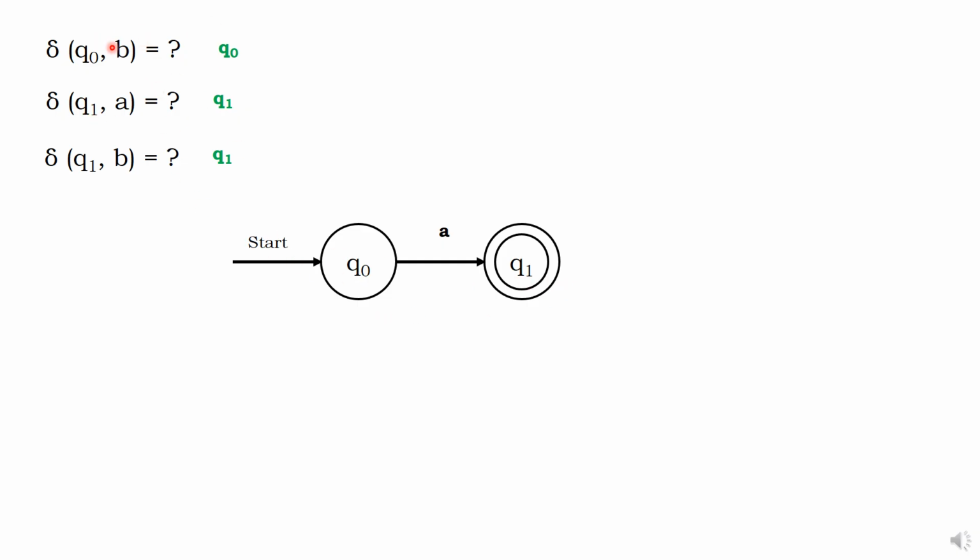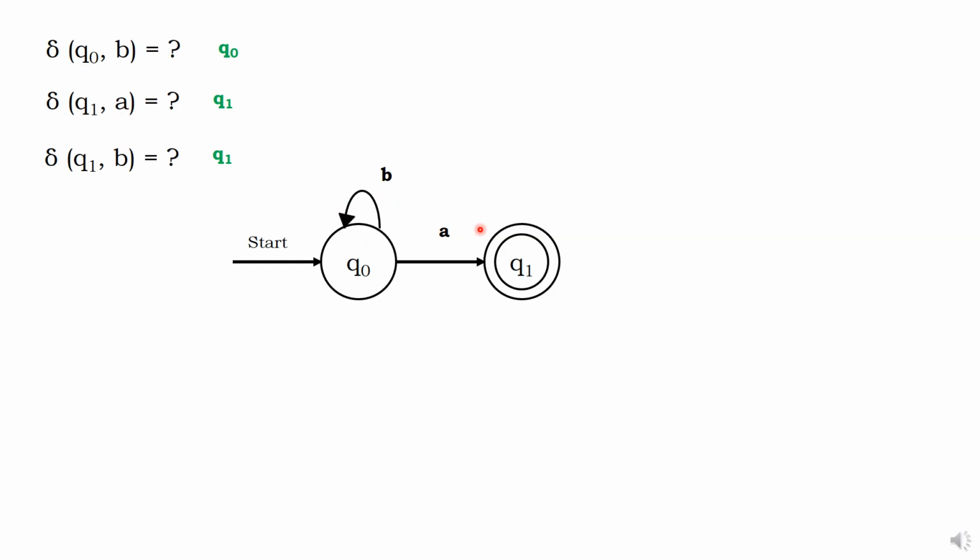For Q naught B, Q naught only. So it should go to Q naught. Self loop. What do you mean by that? In rain alert we might have discussed. Maintain the same self loop.